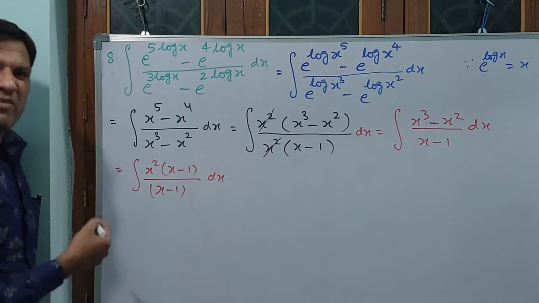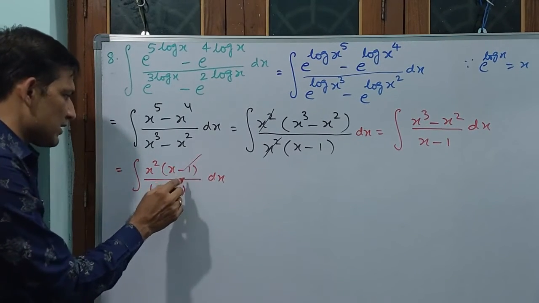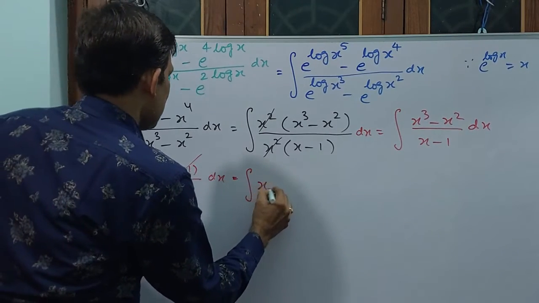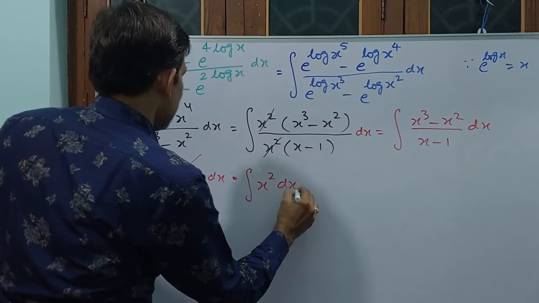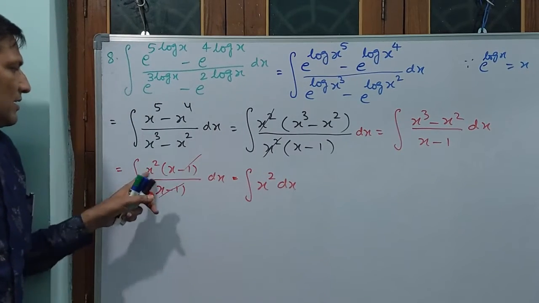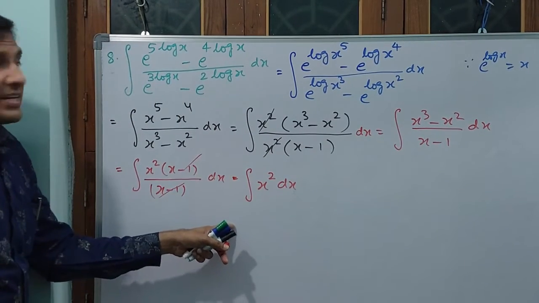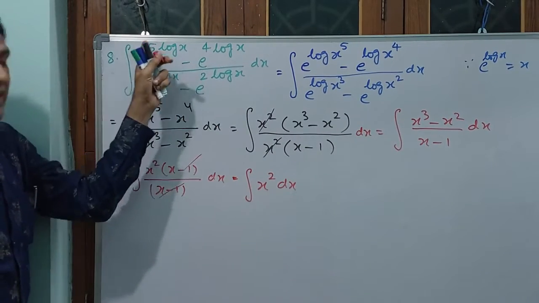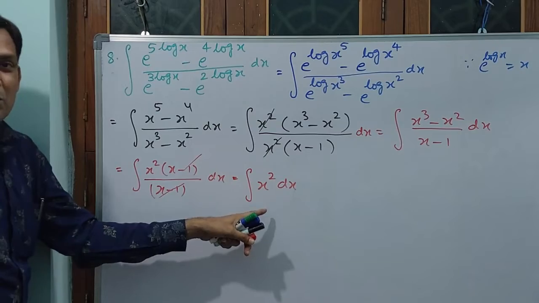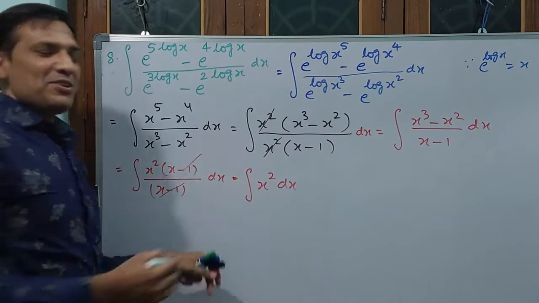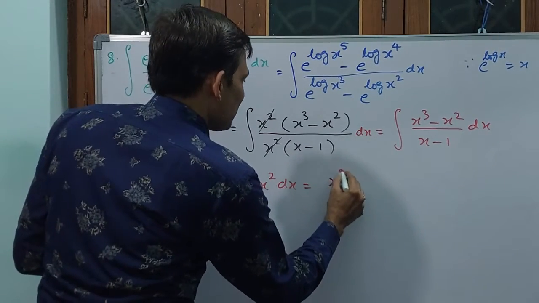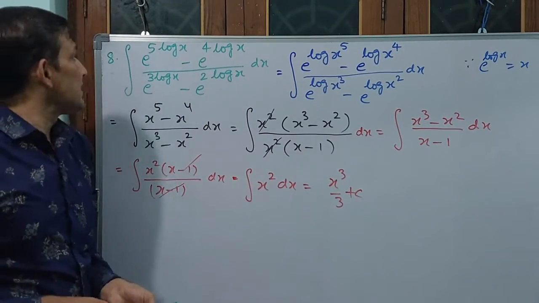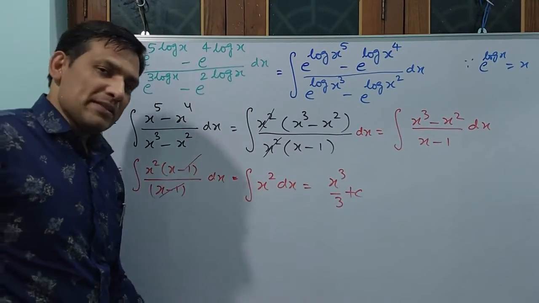Your problem became very simple now. Why? Because x minus 1 got cancelled. That means finally, what is this? This is nothing but x square dx. That's all. x square dx is your integral. Whatever they may give, this much bigger integral, finally it came to this small one. This is very easy to do. Write down, that is equal to x cube by 3 plus c. Over. That's all. Take this, we will go for the 9th question.